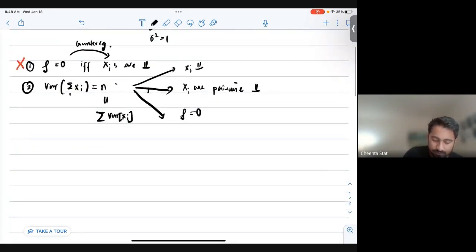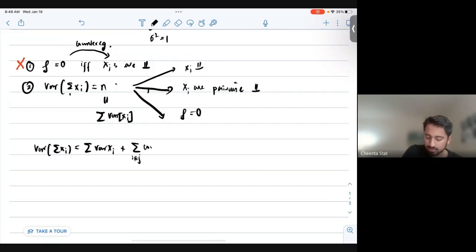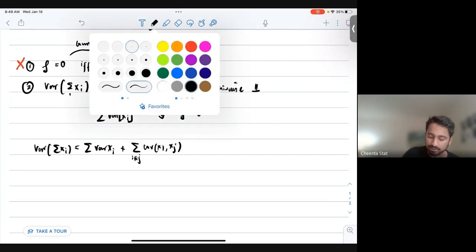So observe that variance of summation xi is equal to summation of variance of xi plus summation over i not equal to j of covariance of xi xj. There'll be two ij pairs, so it will be twice the covariance of xi xj, but I'm not writing that. I'm just writing this. So if these two are equal, then these two terms get cancelled.